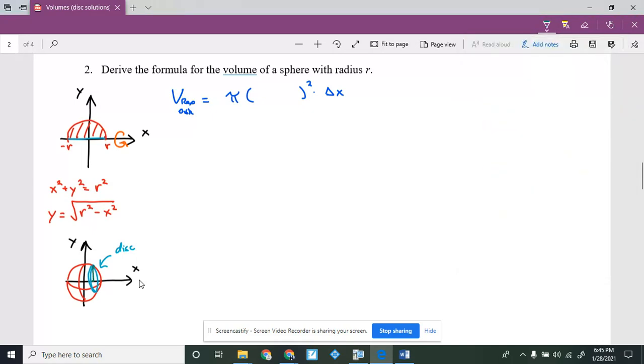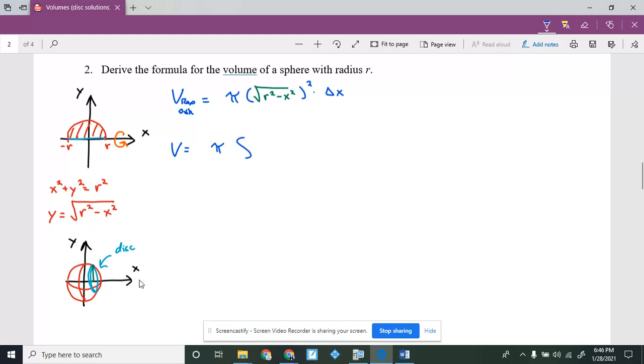Well, that's this guy right here. That's radical r squared minus x squared. So that would be the volume of just one disk. So what do I want to do? I want to add them all up as the thicknesses go to 0. So volume equals, maybe I pull the pi out, integral.